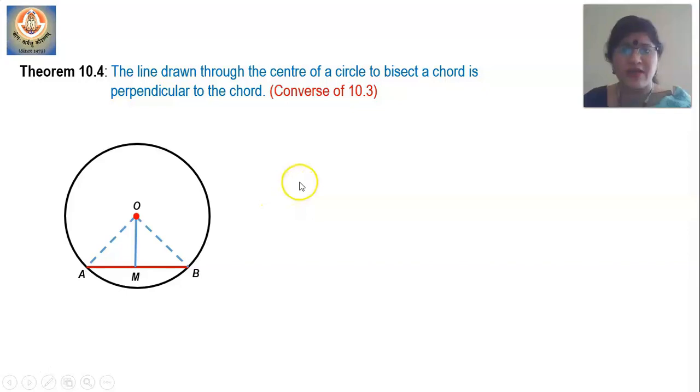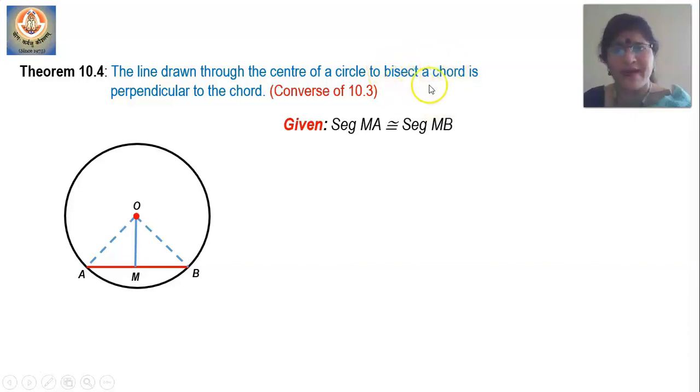Again, begin with given and to prove. So it is given seg MA congruent seg MB. The line drawn through the center of a circle to bisect a chord, that means the chord is already bisected, is perpendicular to the chord. That means you have to prove that OM is perpendicular to AB.